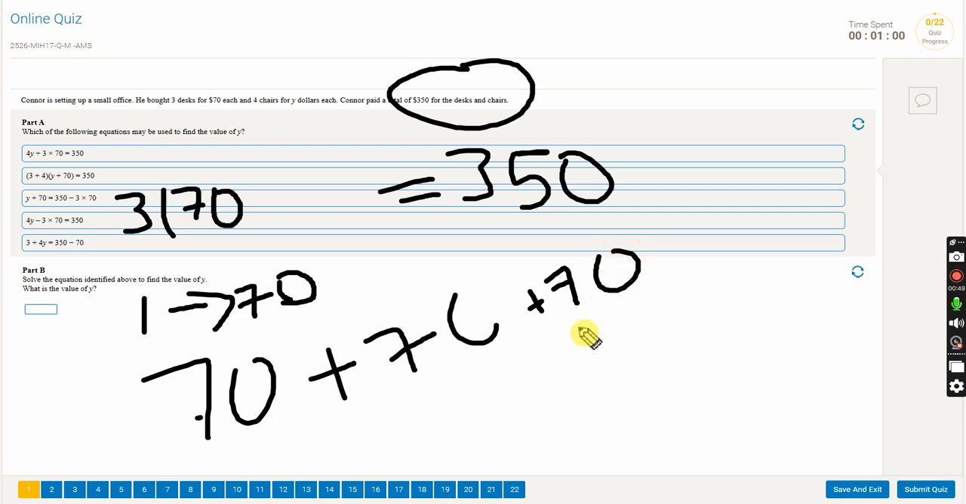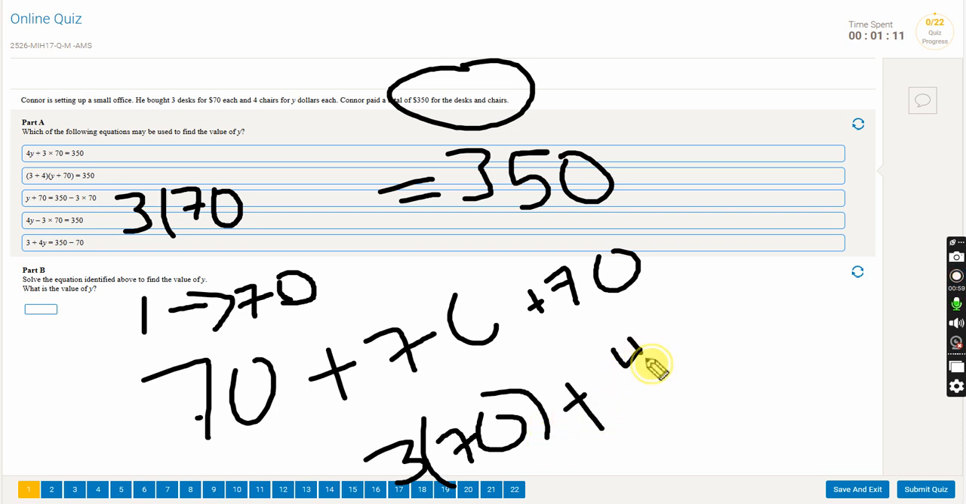How many times did we repeat the number? 3 times. And what is the number being repeated 3 times? 70. So I multiplied 3 by 70, plus the same thing you do with the chairs: 4 times $Y. It's the same process. They just did not give you the dollars for this. So that's 350.